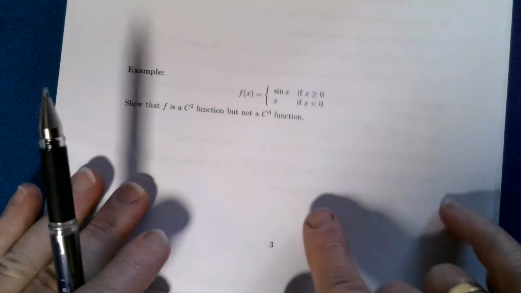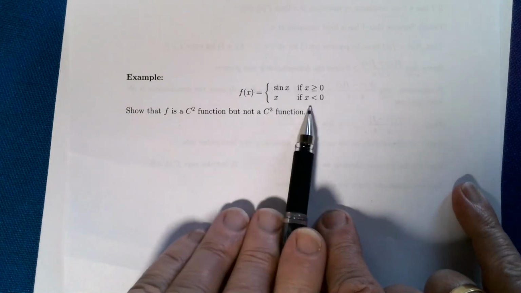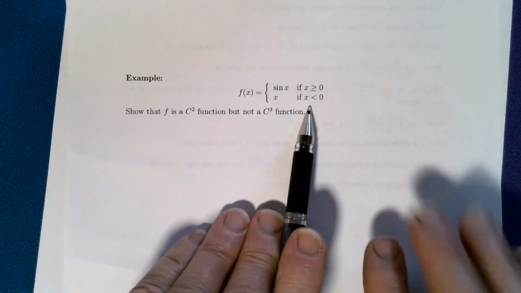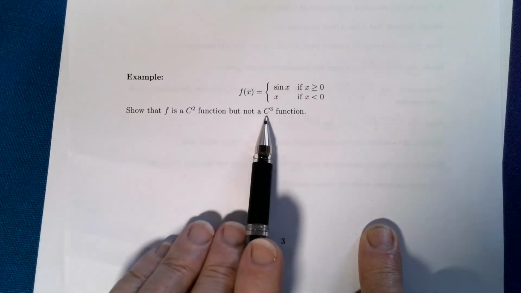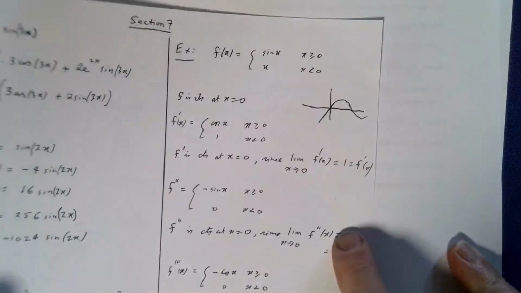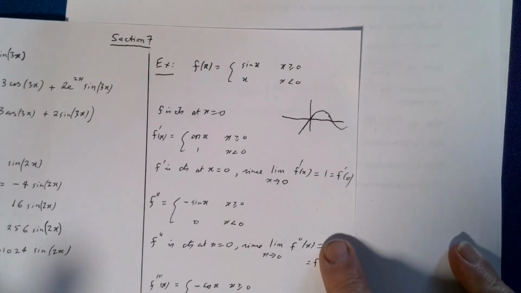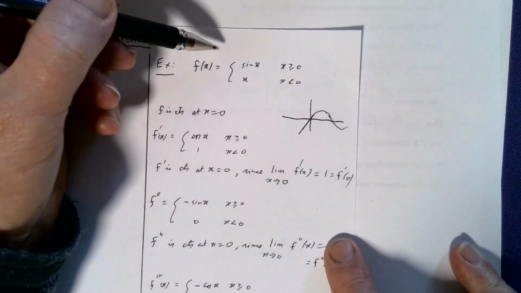Second example was to show that this function, we've got sine x if x is bigger or equal to 0, and x if x is less than 0. We're asked to show this is a C2 function, but not a C3 function. So again, here's the setting out of this. We can be slightly shorter in the setting out. So there's the function. Nice to get a picture.